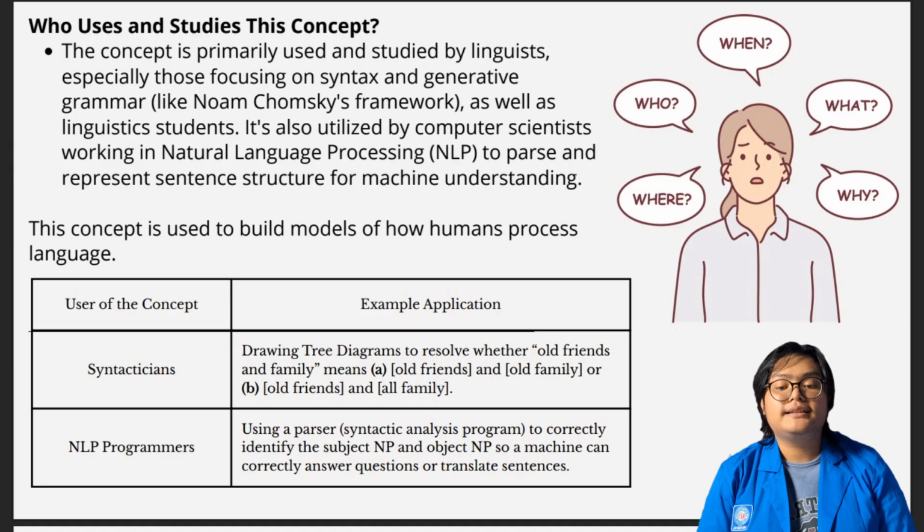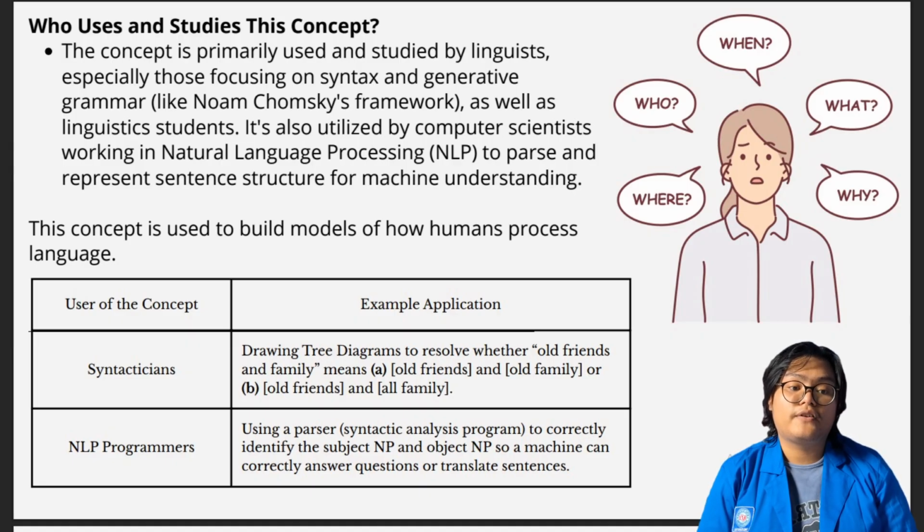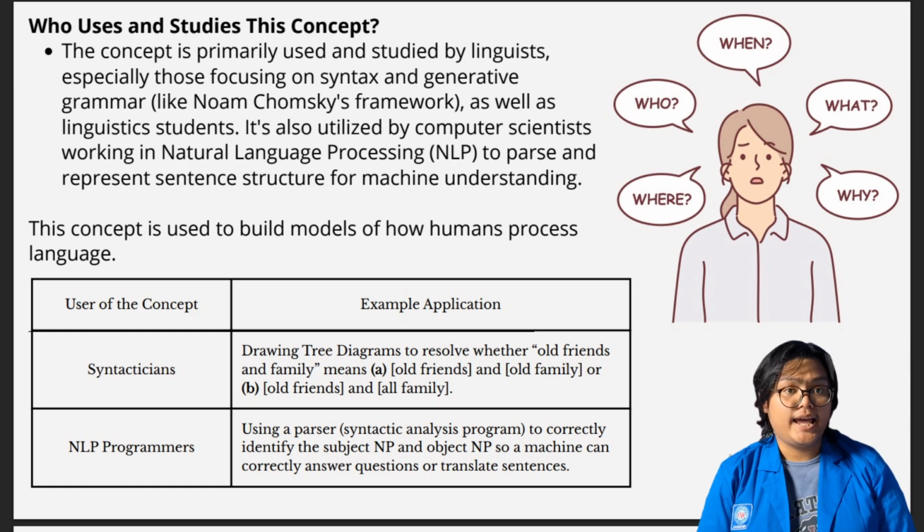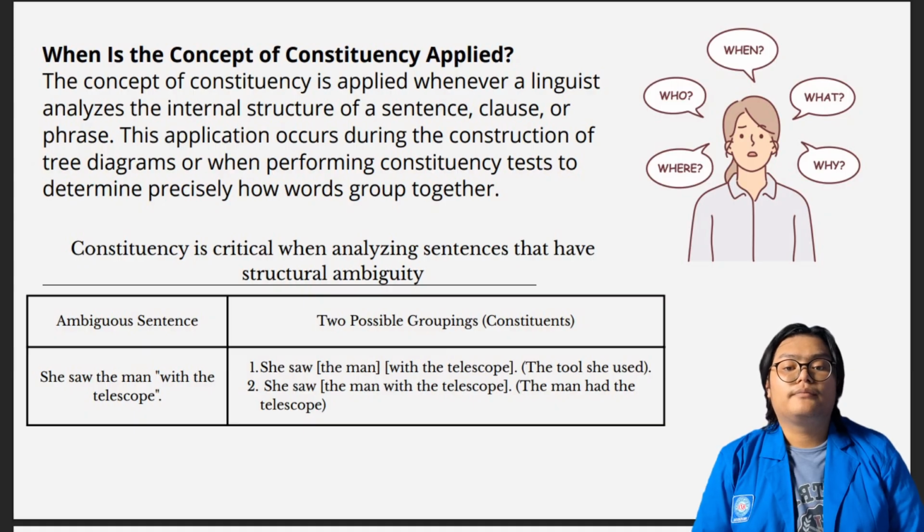So for syntacticians, one, drawing tree diagrams to resolve whether all friends and family means A, all friends and all family, or B, all friends and family. Two, for NLP programmers, using a parser or a syntactic analysis program to correctly identify the subject NP and object NP so a machine can correctly answer questions or translate sentences. So we move to the when.